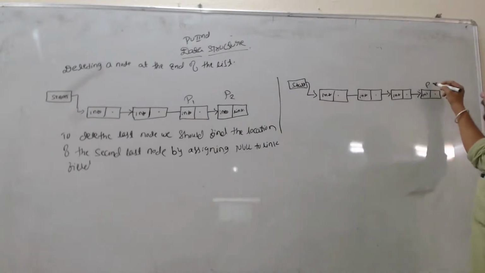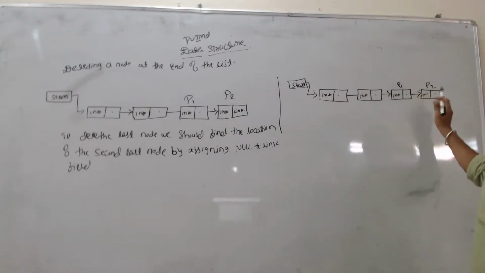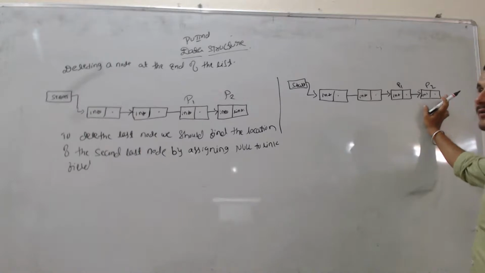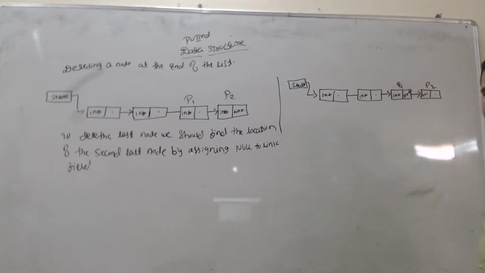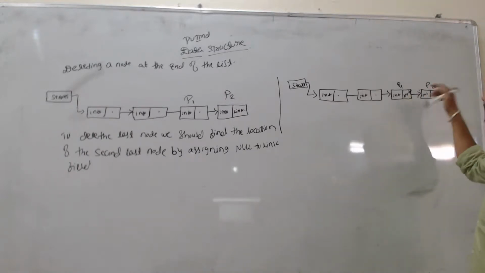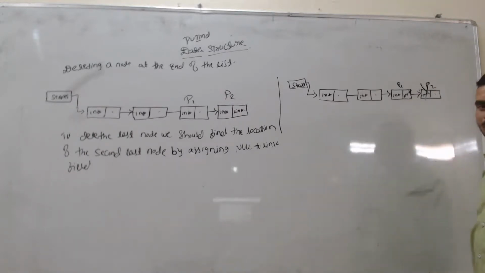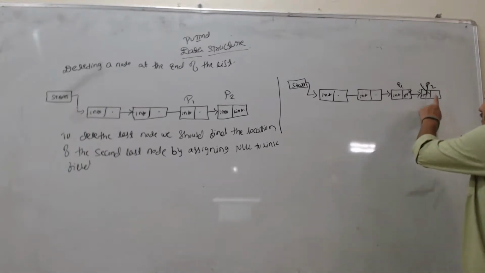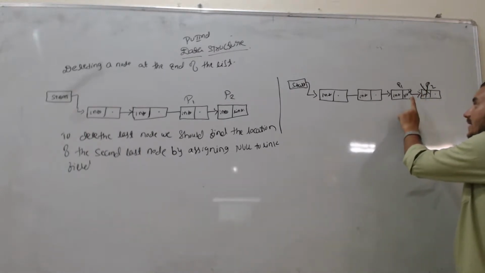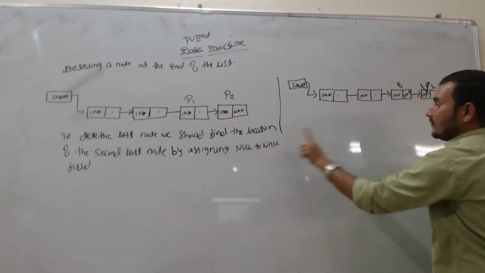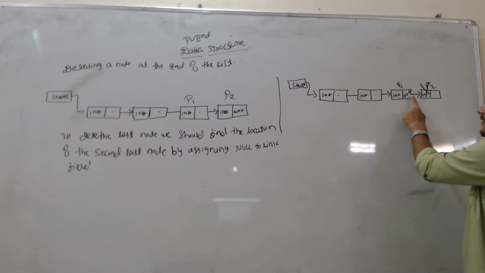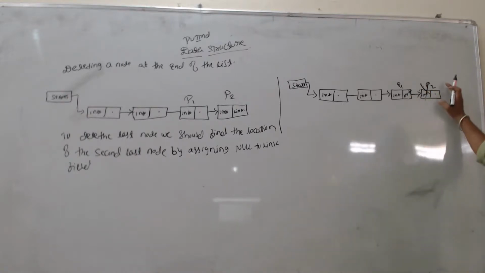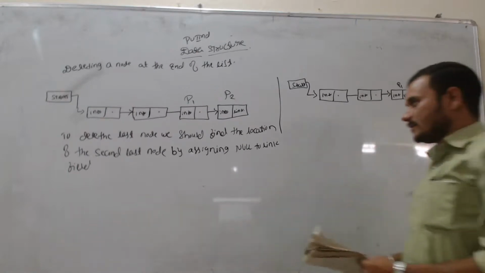This is P2, P1. So we have to find out the last second node. That means this value will be your null value. That means this portion will be deleted now. Right? We have to find out the location of the last second node. So here we are feeding the null value. That means this node will be deleted here. Right?